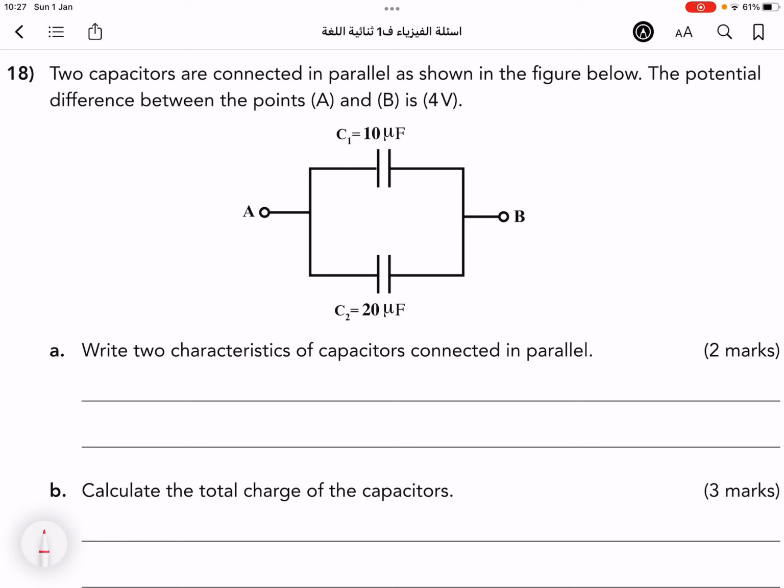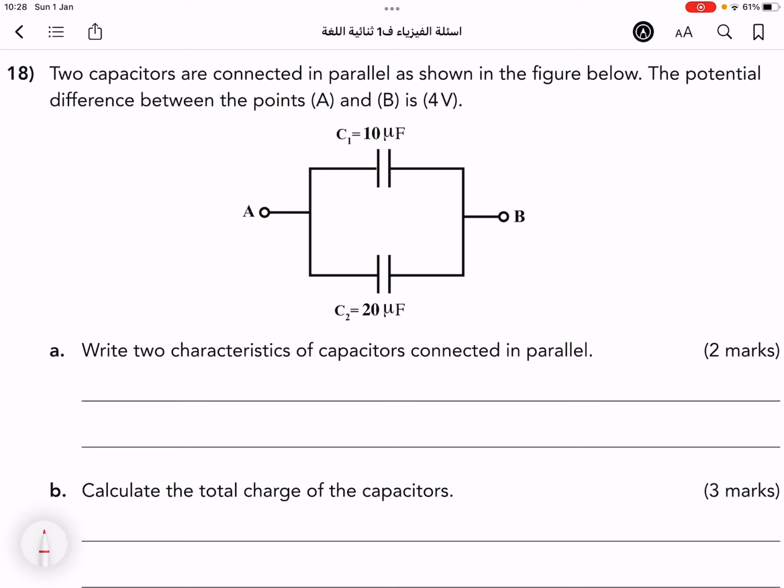The two capacitors are connected in parallel as shown in the figure below. The potential difference between the points A and B is 4 volts. The first question is, write two characteristics of capacitors connected in parallel.